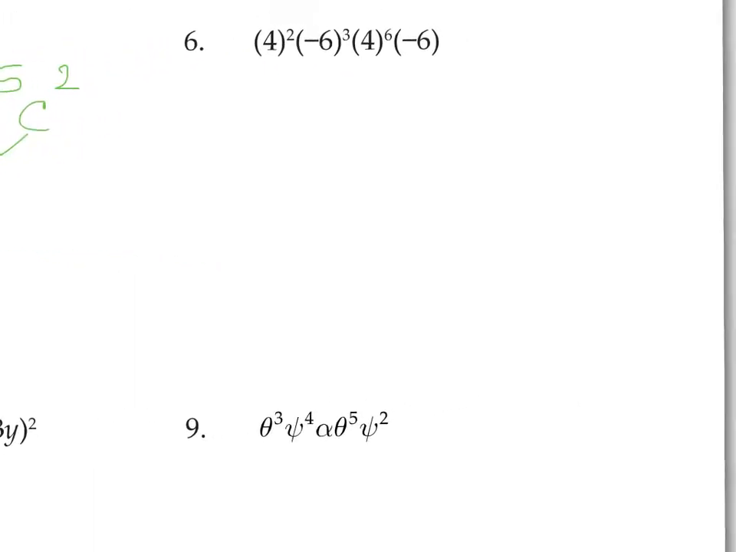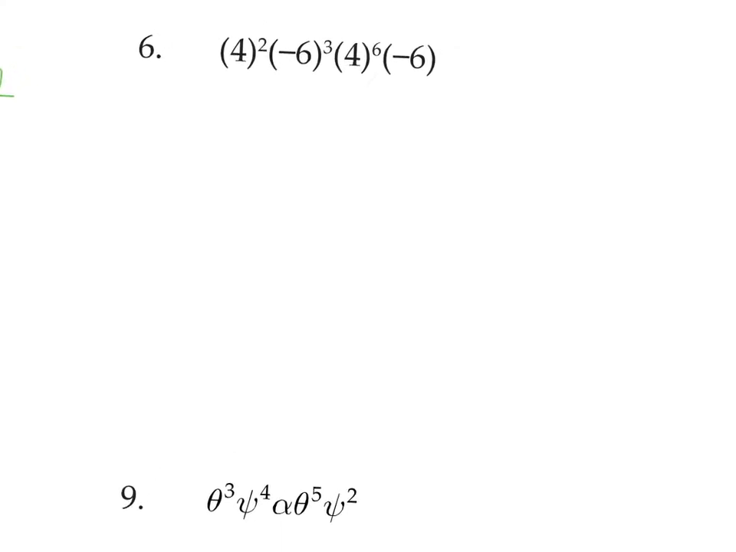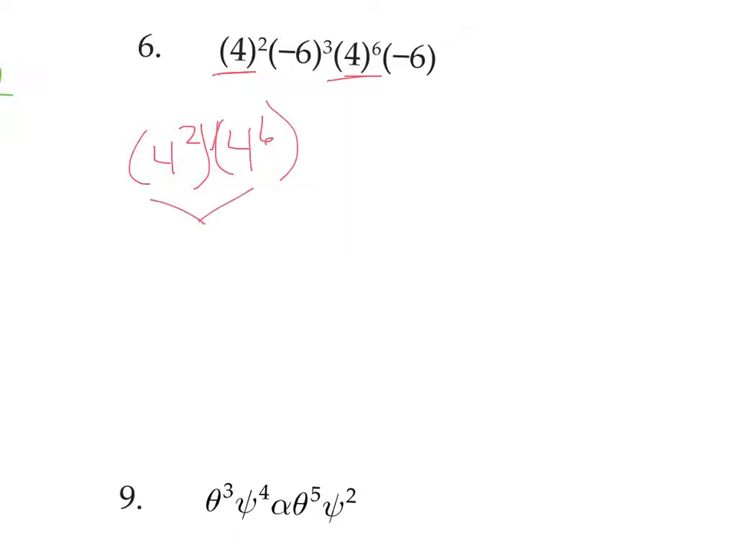On number 6, there are two different bases. The 4 and the negative 6 are both bases. So we'll put the 4 squared and the 4 to the 6 together, and that gives us a base of 4 to the 8. Now, you don't need the parentheses on the 4 because there's no negative sign. So that's why I kind of just left it off.